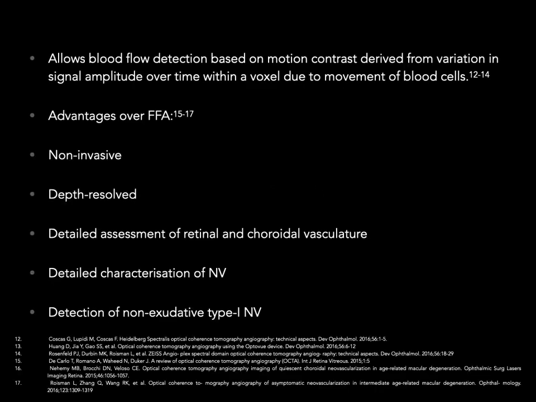In the last part of this talk, I will give you a hint on the OCT angiography. The OCTA allows blood flow detection based on motion contrast derived from variation in signal amplitude over time within a voxel due to movement of blood cells. It has some advantages over fluorescein angiography, which are being non-invasive, depth resolved, allows detailed assessment of retinal and choroidal vasculature, characterization of neovascularization, and the detection of non-exudative type 1 neovascularization.